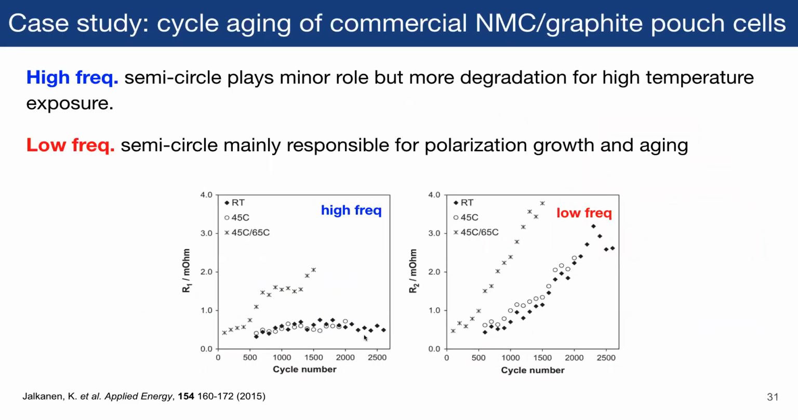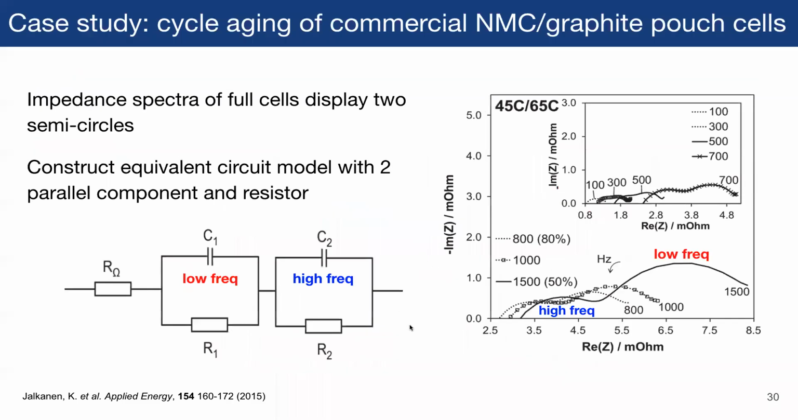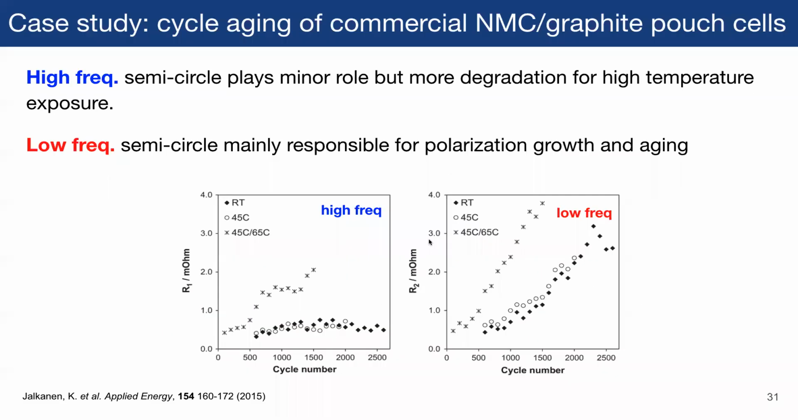So then once they had that, they took again their impedance spectra every 100 cycles. And what they were able to see is that when we consider the degradation of all three cells, sorry, the high frequency semicircle didn't play as much of a role as the low frequency component really did. So what we're really plotting here is this resistance where our value for each component is basically increasing as a function of our cycle number.